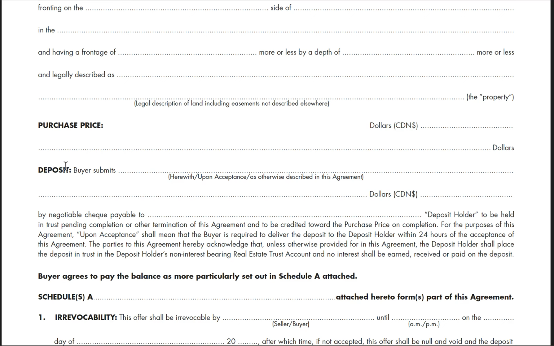The deposit is basically saying that once the agreement is made, there are a couple of options. The deposit can be given with the offer, upon the acceptance of this offer, or otherwise as described in this agreement. The most common one is upon acceptance, which means once the offer is accepted by both parties, the depositor, the person giving the check to solidify this contract, has 24 hours to do so. And then we go through the amount of the deposit and the number amount of this deposit.